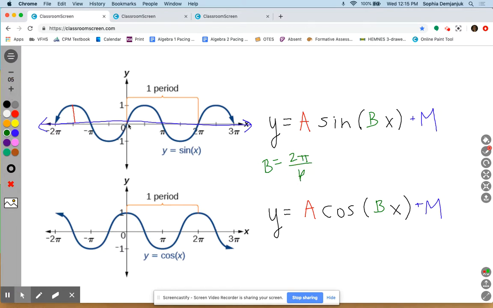For sine, we're always looking at that high peak to low peak shape. If it is reflected and it goes low peak to high peak, then your A becomes negative. Same thing with cosine. You're looking for the U shape, but if you have an upside down U, then your A would become negative as well.